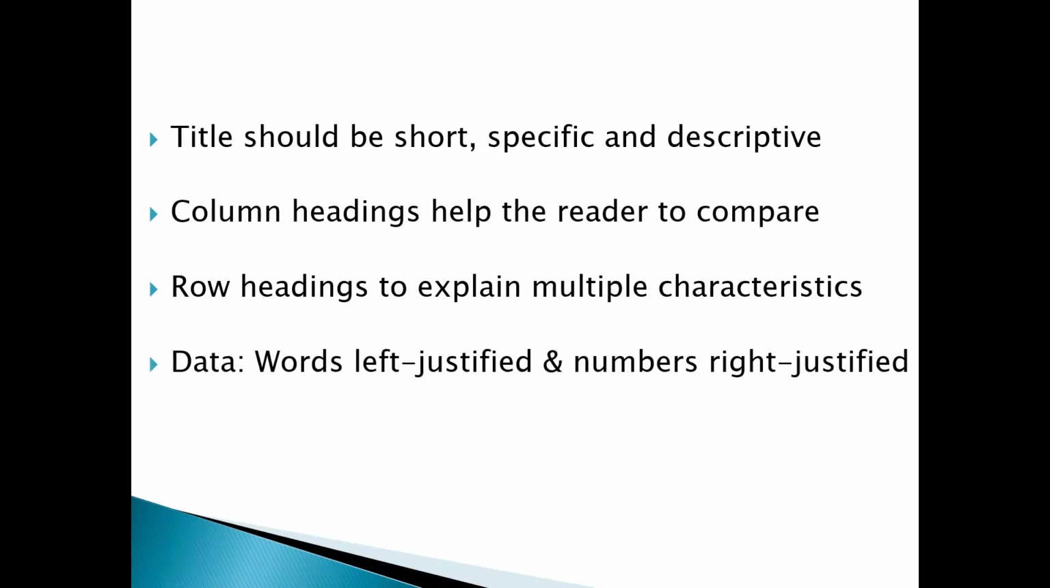And the data, how do you put it? The data can be in terms of words or in terms of numbers. Most commonly, it will be numbers. So when you're putting the data, you have to ensure that the numbers are always right aligned, and the words, if you're using them in the table, should be left aligned.